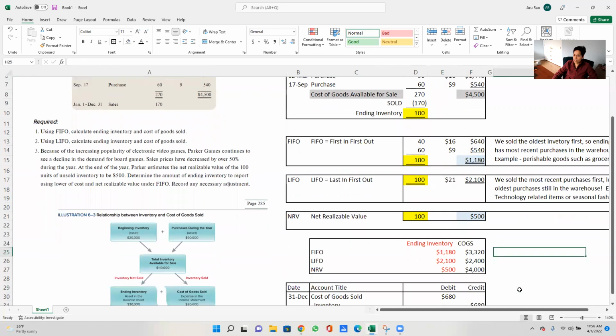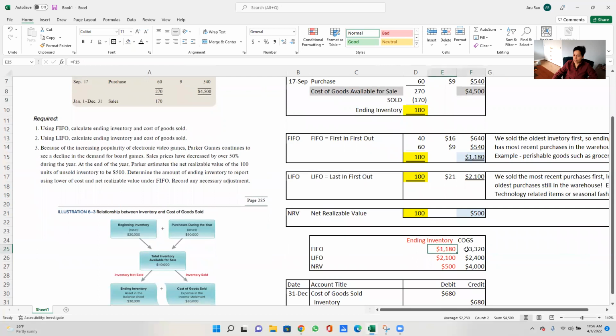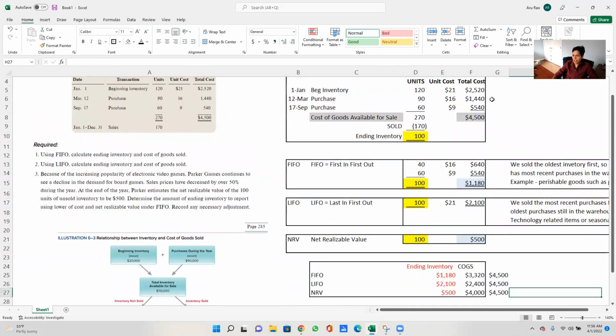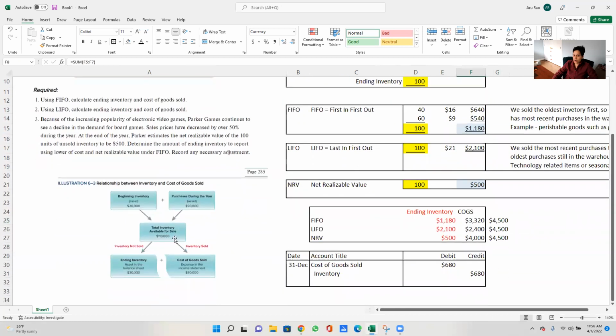Again, now one thing I would suggest is just to check if you've done this correctly. Just add up these numbers and see what we come up with. Move this up a little. It has to be 4,500. You can do it for each of these methods. It has to be 4,500. The point over here is I had beginning inventory plus purchases at 4,500. That is what's available for sale. That 4,500 I'm assigning to ending inventory and cost of goods sold.